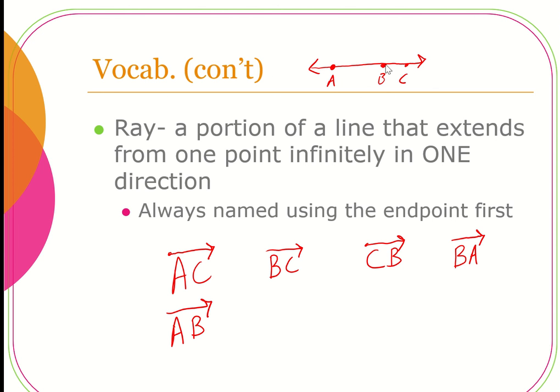How about BC? Could we give BC a different name? No, not with the given information we have here. So starting at B, going to the right, we only pass through C. How about CB? Could we give CB a different name? Pause the video now, see if you can get this. Could we give ray CB a different name? Well, an endpoint at C passing through B also passes through A. So we could call this ray CA as well. How about ray BA? Could we give ray BA a different name? An endpoint at B going forever through A. No, we have no other points, so we can't give that a different name.